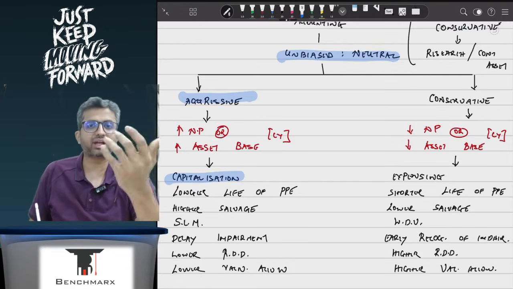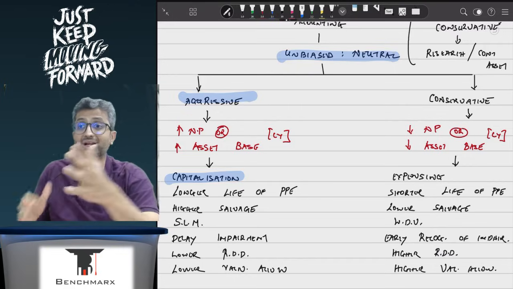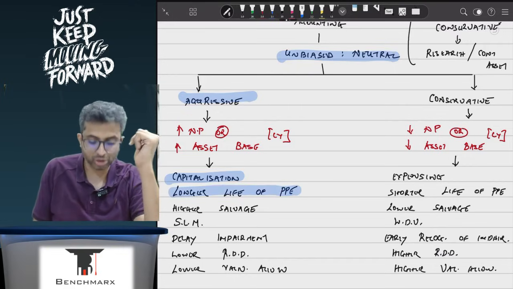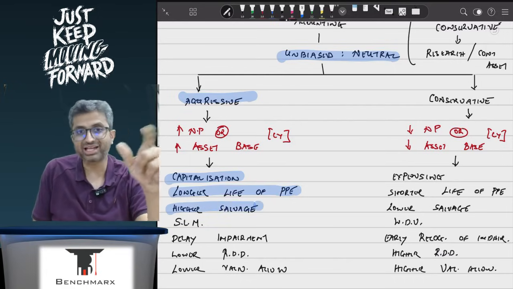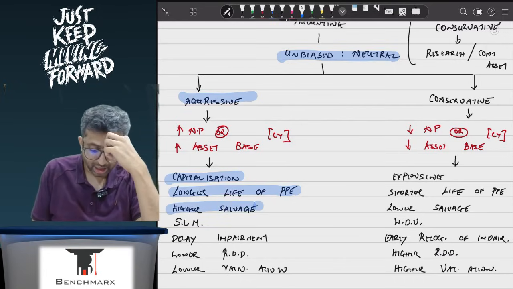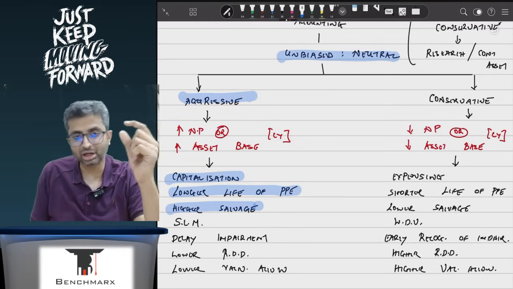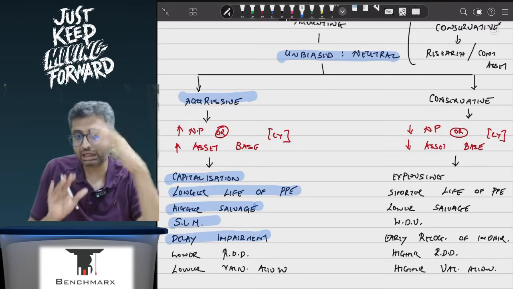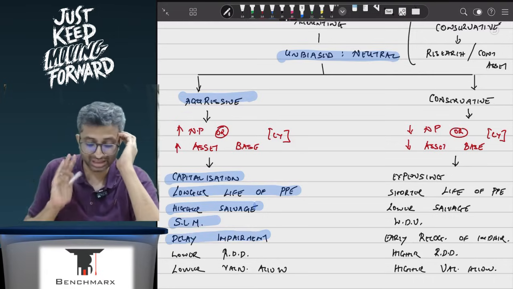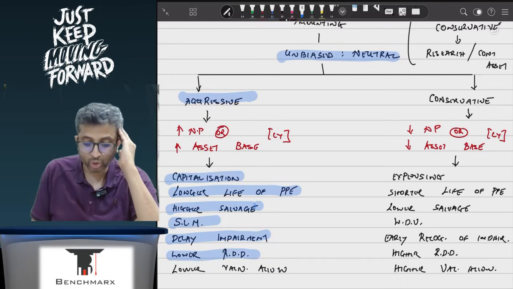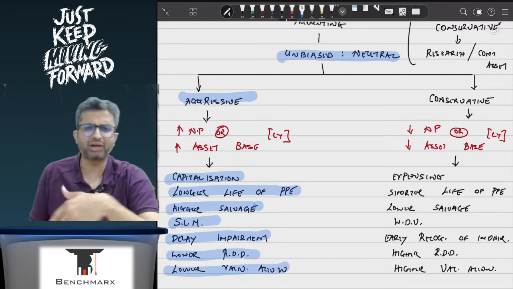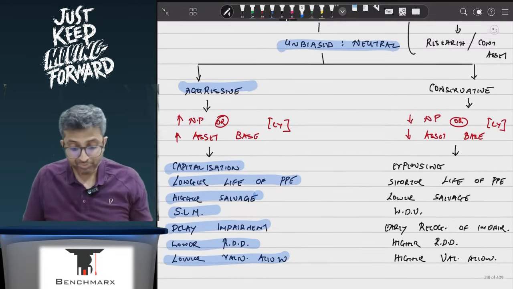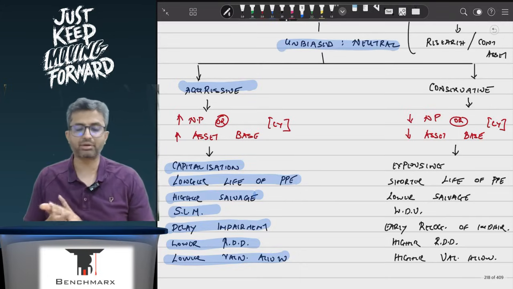Or let us say depreciation. I will take a longer useful life, the easiest way, longer life of PP, so depreciation will be lower. Or I assume a higher salvage value, thereby depreciation is lower. WDV usually has a greater depreciation, SLM is having a lower depreciation. If I see an indicator, I'm still not testing for impairment, so I'm delaying my impairment. I create a lower provision for bad debts, lower valuation allowance. These are just a few examples. Remember, this by no means is exhaustive, but these are aggressive practices.